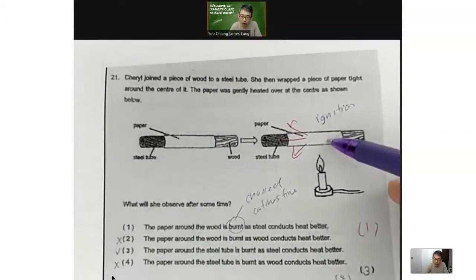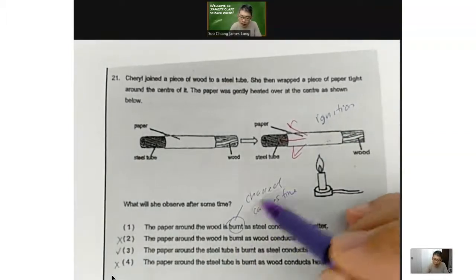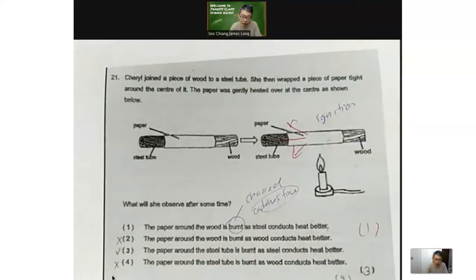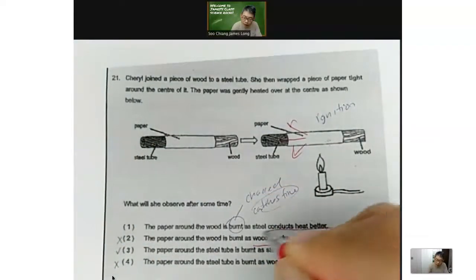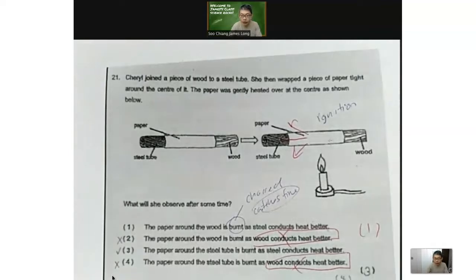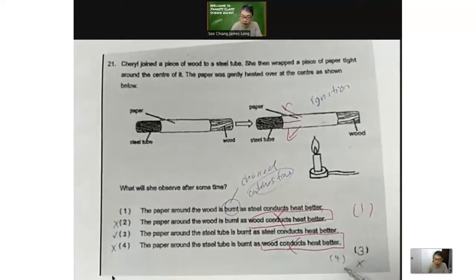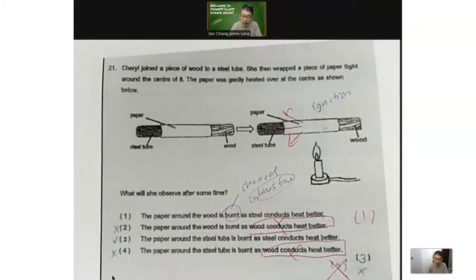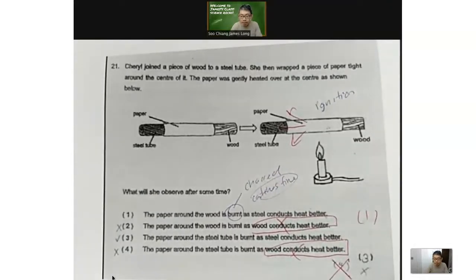So this one here will burn, alright, will catch fire as a steel conductor heats better. Now, you can also know without even looking at the picture which options are wrong. Wood conducts heat better is wrong. So 2 and 4 are definitely wrong. So this answer key, provided you answered 4, is definitely wrong. Now the question is, what does burn mean?